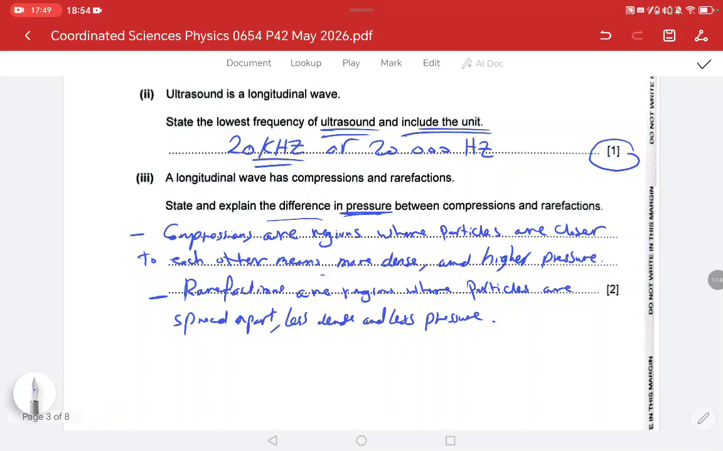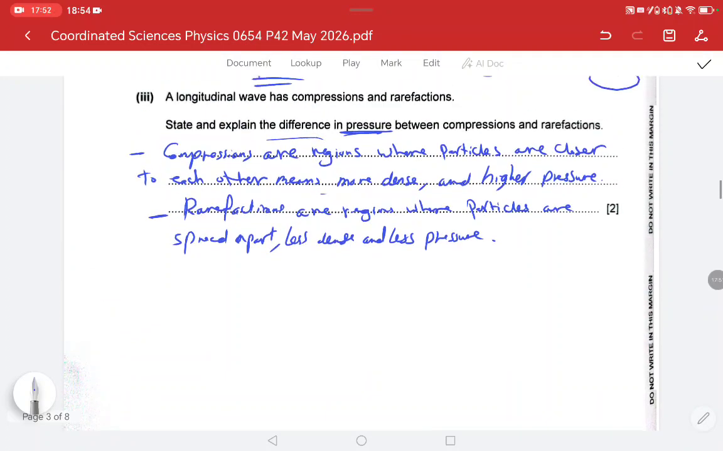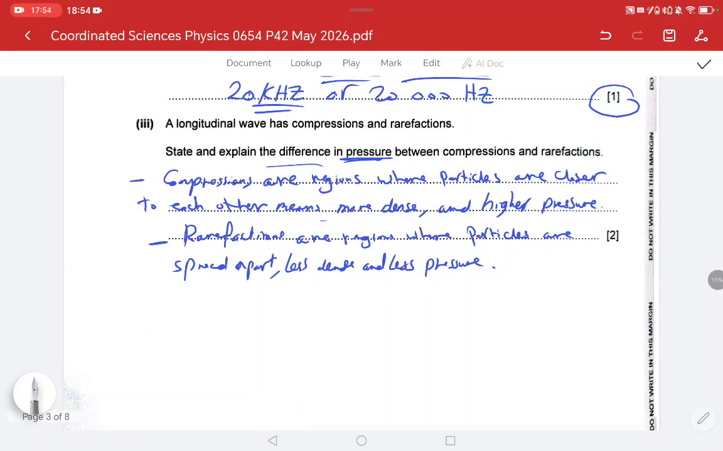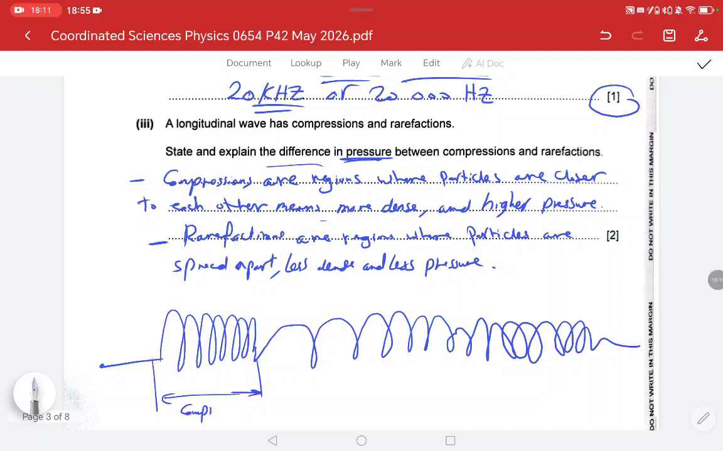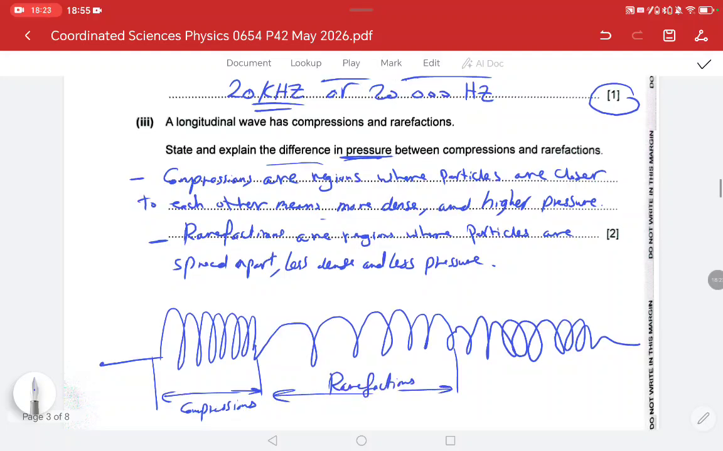So if you want to sketch them, if you remember, we did something like this last time, and we made again the rarefaction. So if you wanted to show this, this part, for example, is compressions, and this part is rarefaction.